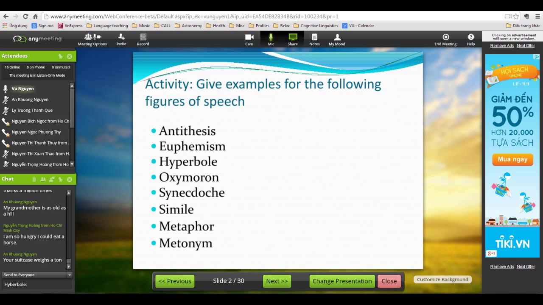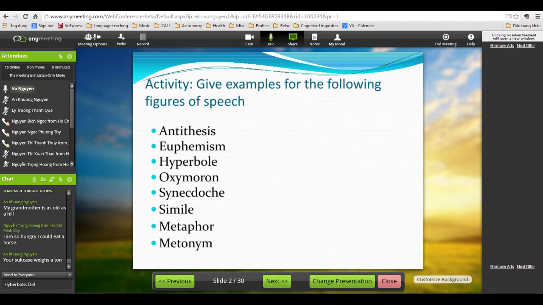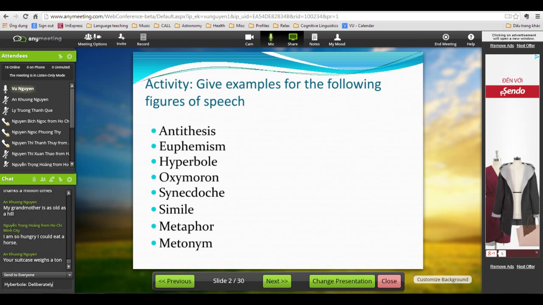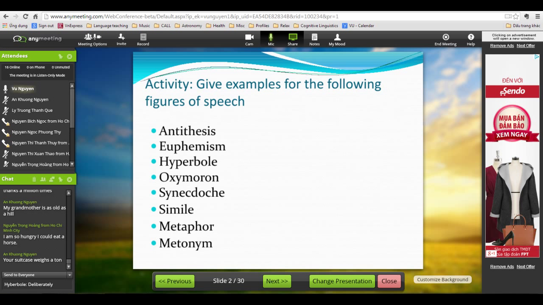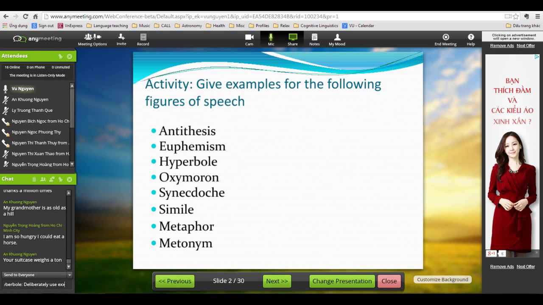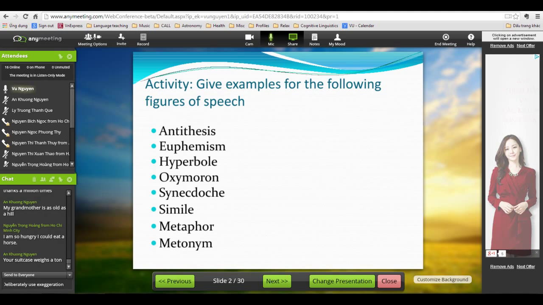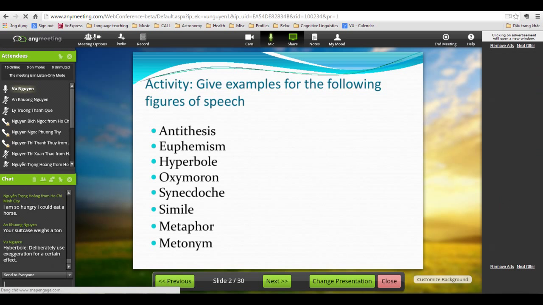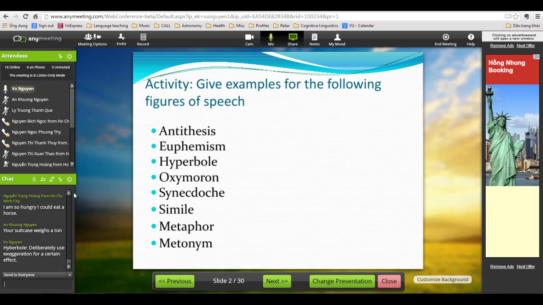Well, so in hyperbole, sometimes, because my typing window is too small, I have spelling mistakes there, so please just ignore. In hyperbole, we deliberately use exaggeration for a certain effect, right? And you can see lots of examples in our chat window. I see if I can make the chat window bigger. Well, it doesn't allow. Okay.